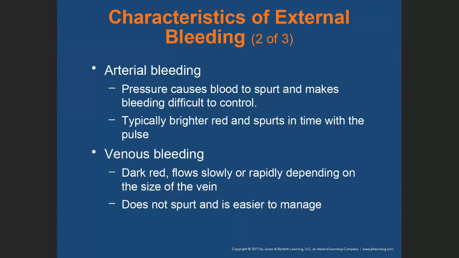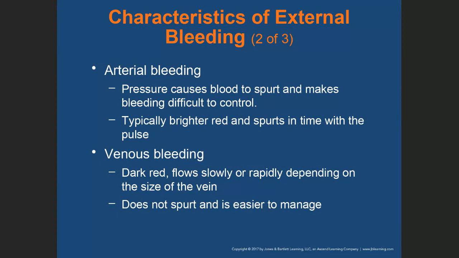For arterial bleeding, and we're looking now at the characteristics of external bleeding, pressure causes the blood to spurt and it makes bleeding difficult to control. So it mimics the contraction of the heart. It is typically a bright red color and it spurts in time with the pulse. However, if the patient's blood is depleted of oxygen, the arterial bleeding can be dark red.